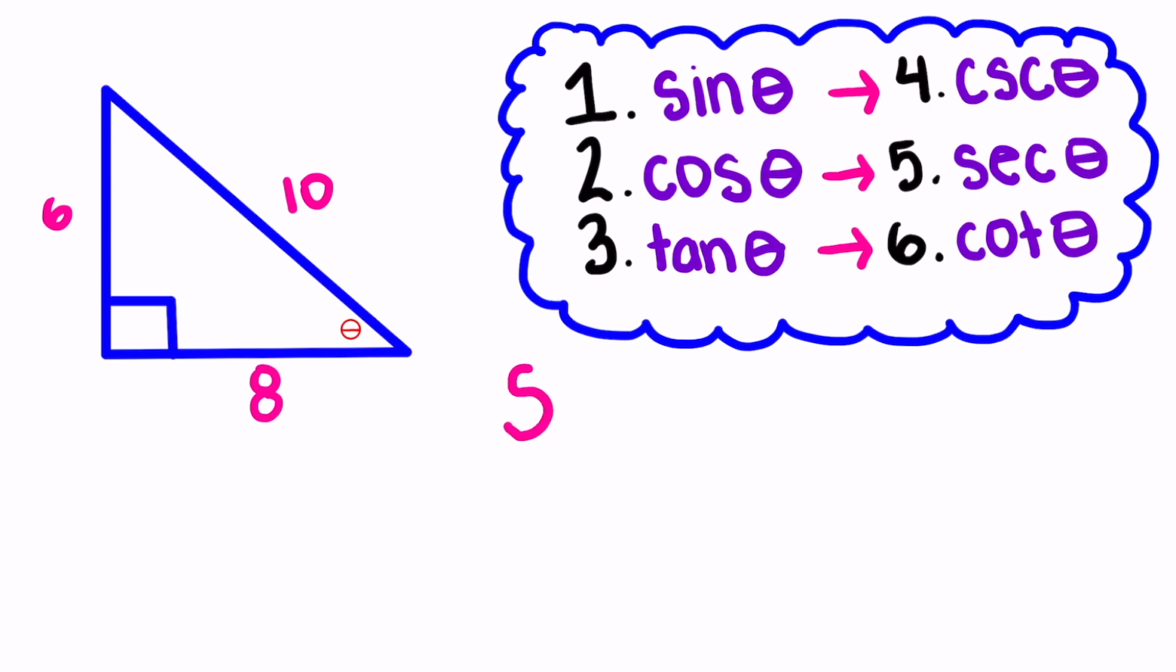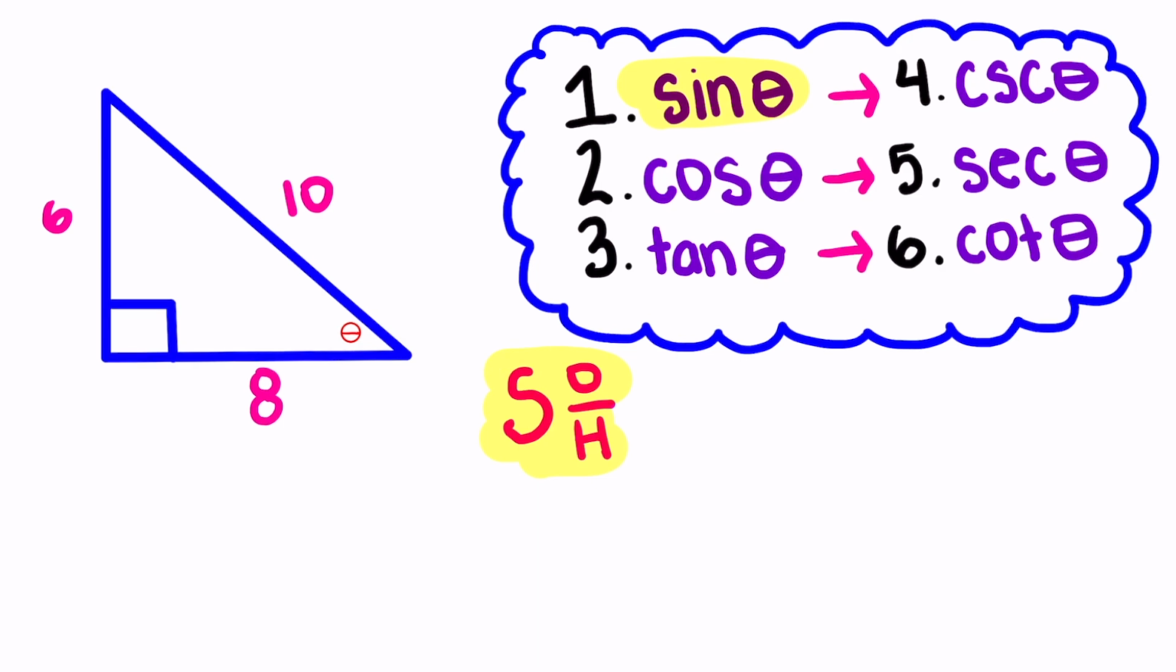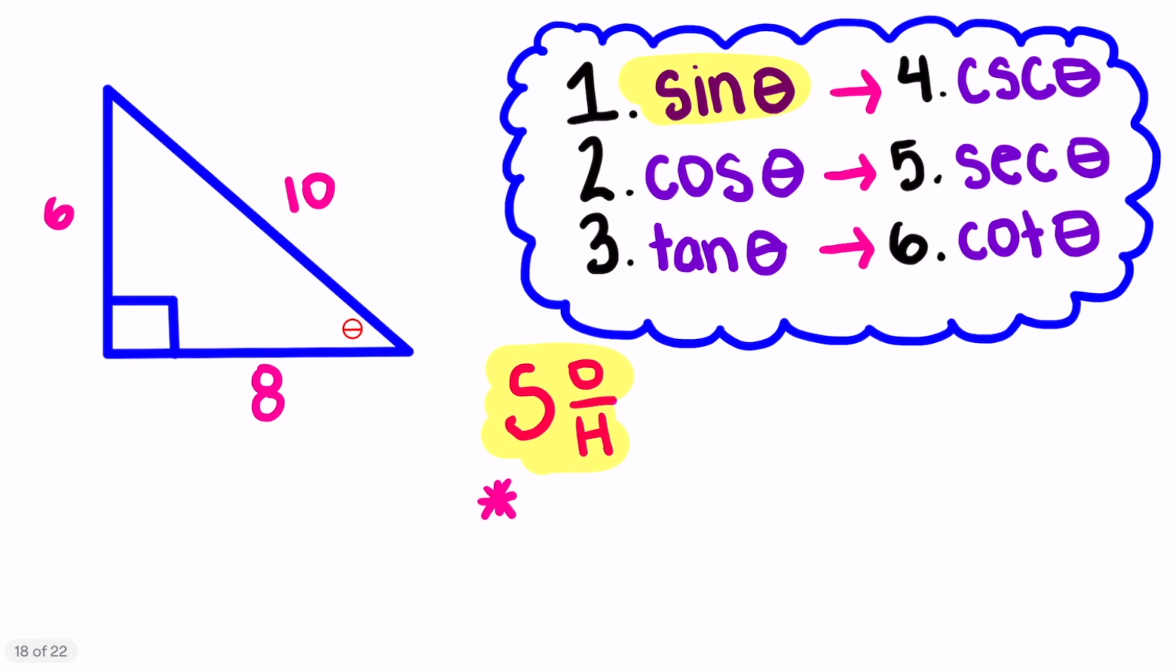Our first trigonometric function is sine. Another way we can refer to sine is SOH. If you write it as a fraction, we have O over H, where O is our opposite side length in relation to our theta angle, and H is our hypotenuse, which is always the longest side length. And again, the inverse of sine is cosecant.